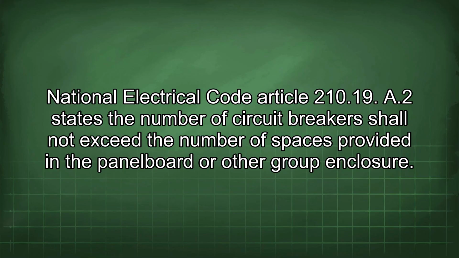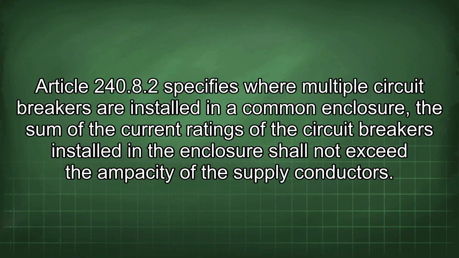National Electrical Code Article 210.19 A2 states the number of circuit breakers shall not exceed the number of spaces provided in the panel board or other group enclosure. Article 240.82 specifies where multiple circuit breakers are installed in a common enclosure, the sum of the current ratings of the circuit breakers installed in the enclosure shall not exceed the ampacity of the supply conductors.